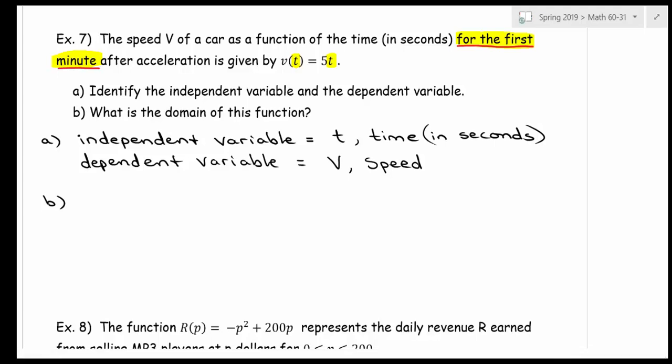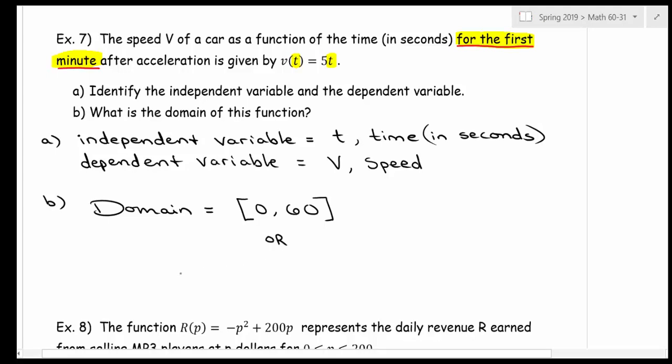I'm going to set this domain equal to the closed interval from 0 to 60. So what does that represent? The 0 to 60, remember, we said the independent variable, t, is our time in seconds. Because there are 60 seconds in a minute, and it said it was for the first minute, that's why I'm doing the closed interval from 0 to 60.